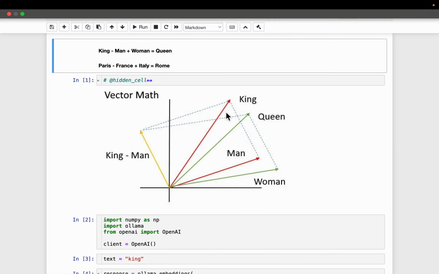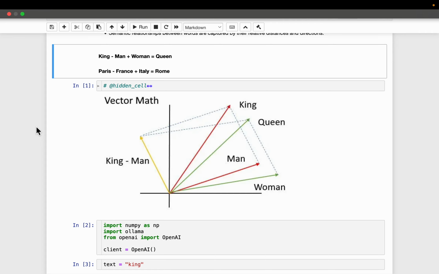So what we are saying here is, we subtract the vector man from king. So we are subtracting this vector from this vector, and we end up with this line, the vector difference between these two. Now add this difference to the vector woman, and this will lead us to the vector queen. That is what this concept illustrates. Let's check if that is correct.